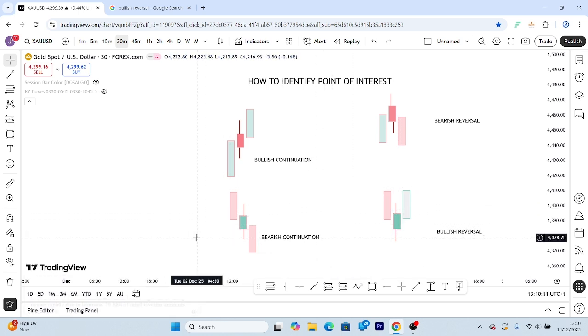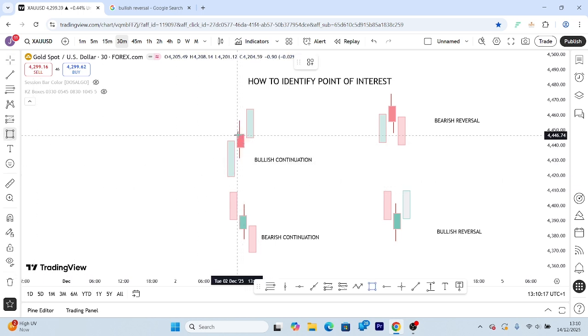So if we want to draw our point of interest, right, we'll use the measurement of the body of the candle and the wick.